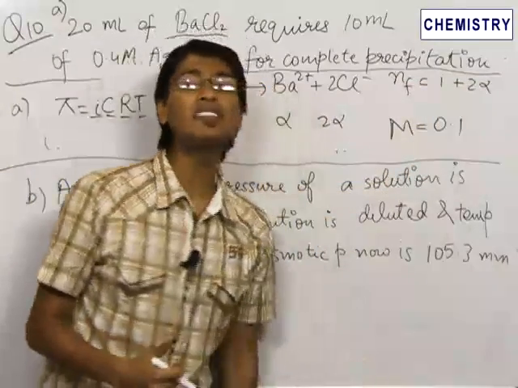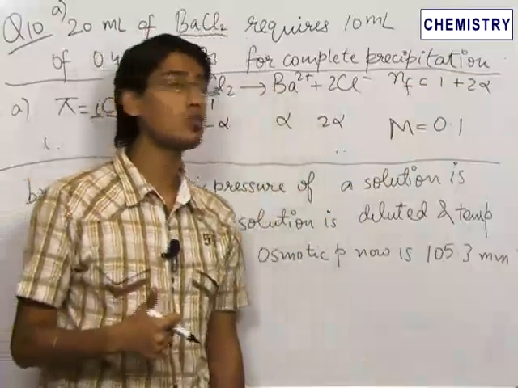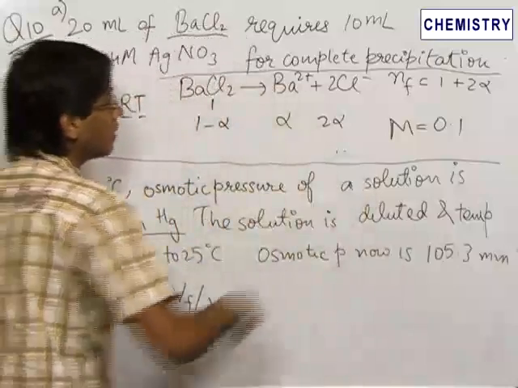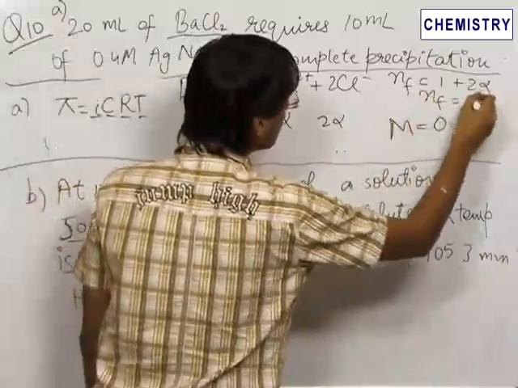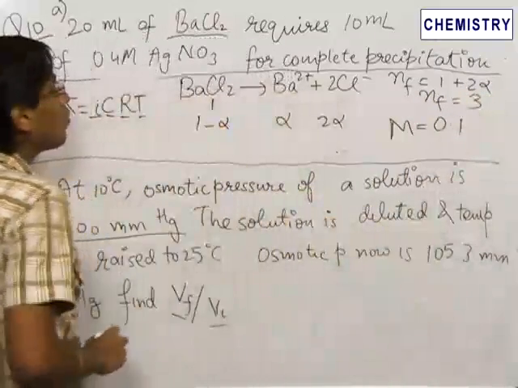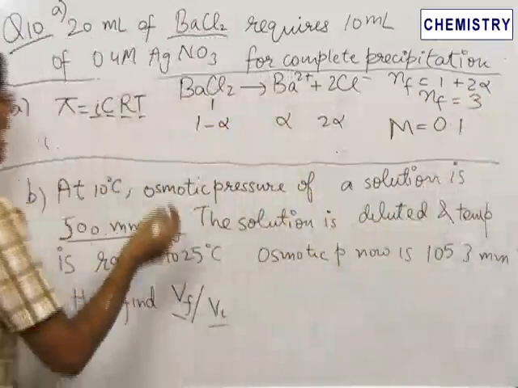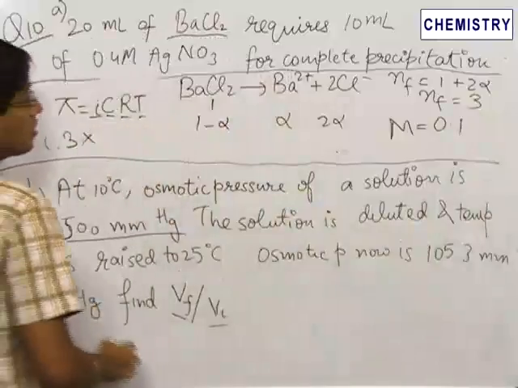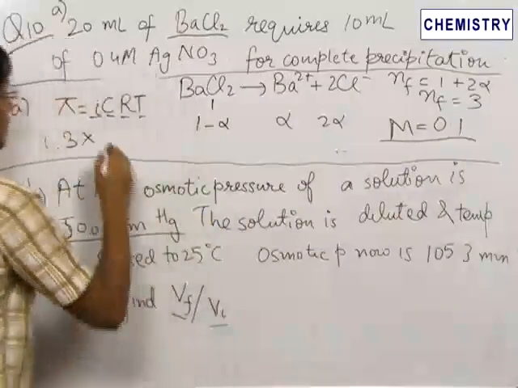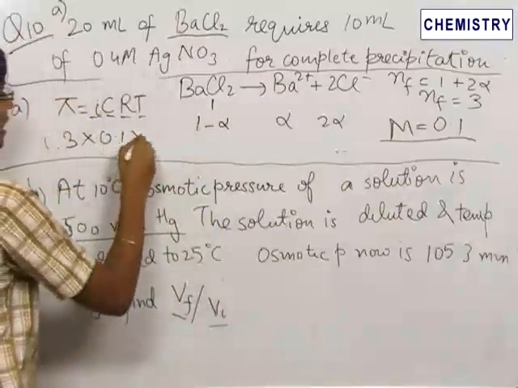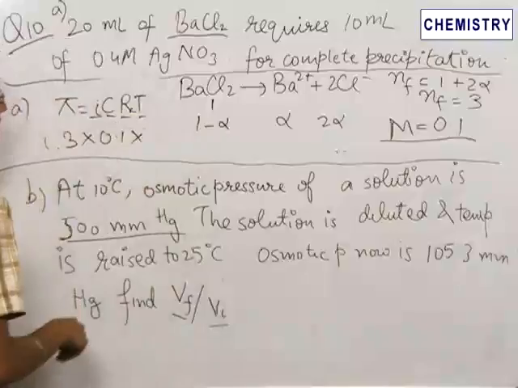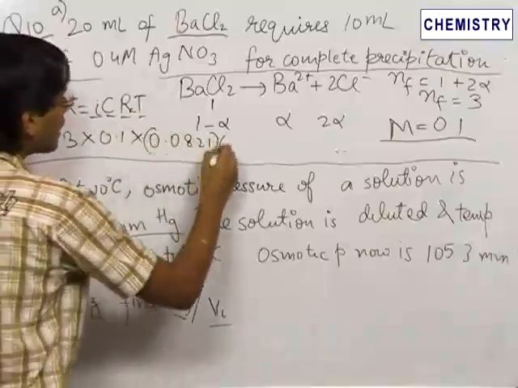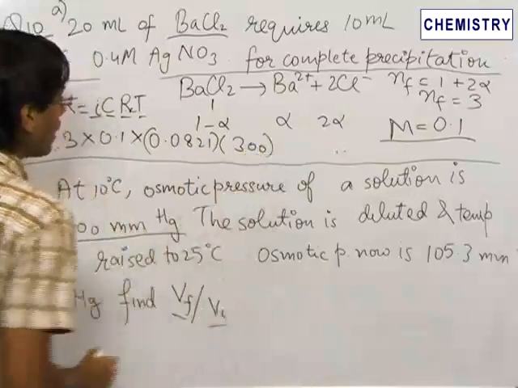And since it is given that we can assume the complete ionization of barium chloride, alpha will be equal to 1 since there is 100% ionization. So our final number of moles becomes 1 plus 2, that is 3. Initial number of moles were 1. So i is equal to 3 upon 1, that is 3, into the concentration which we found out to be 0.1, into the value of gas constant, that is 0.0821, into the temperature, that is 300.